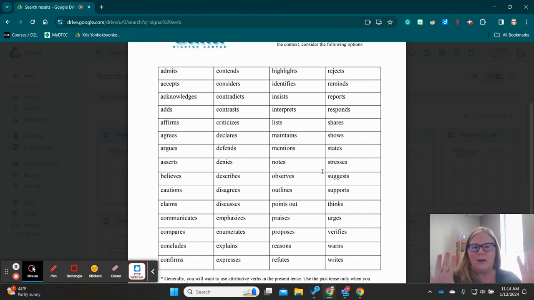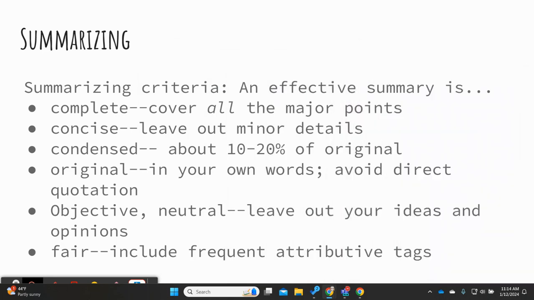Now, this is all stuff that you'll worry about. Don't worry about it. This is all stuff that you'll address when you start drafting and revising your summary paragraph, but just to put it out there. Okay.